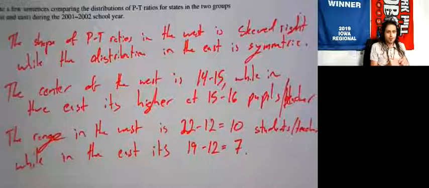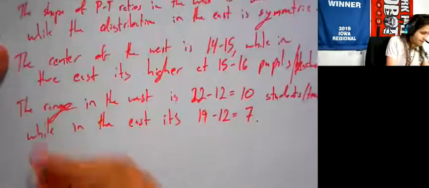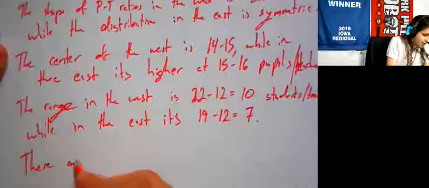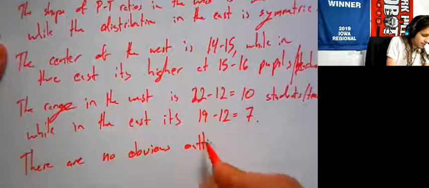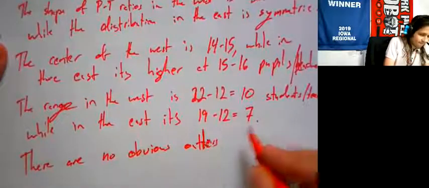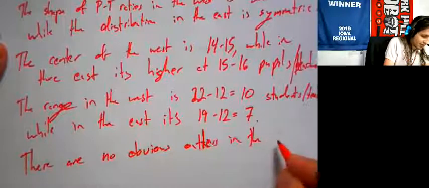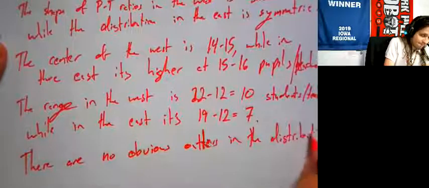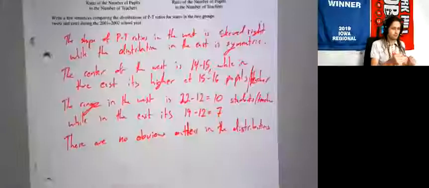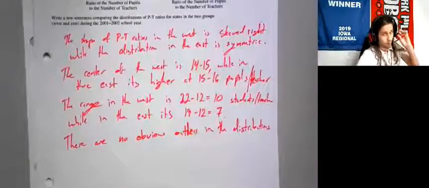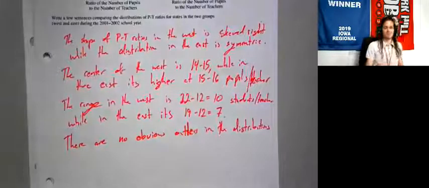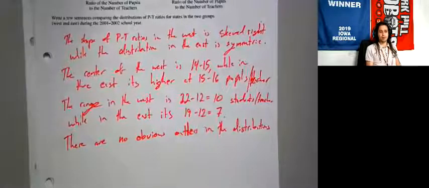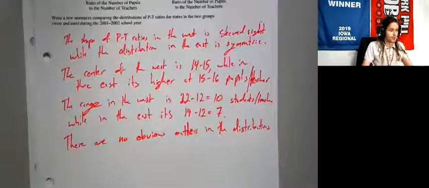Shape, center, spread. Are there any outliers? I don't think there's any obvious outliers. There are no obvious outliers in the distributions. Cool. All right, so shape, center, spread, outliers. That's it. You're doing that over and over.